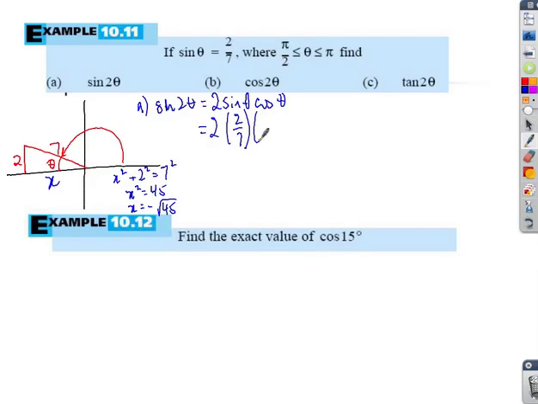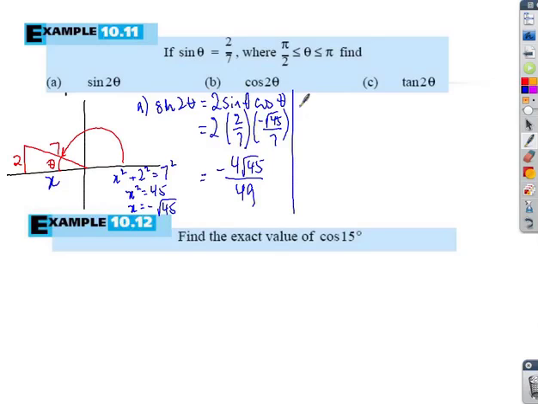Cos theta from the picture is going to be negative root 45 over 7. And when we evaluate this, we get negative 4 root 45 over 49. And that's the exact value of sine of double theta without ever having to actually find theta.